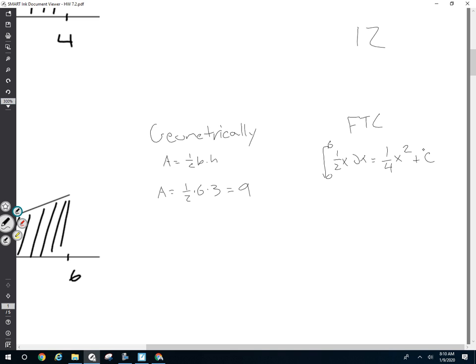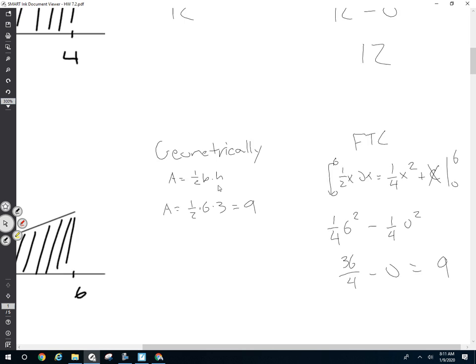Remember our antiderivative rules. Plus a c. But when I find my final position minus my initial position, so I find the change in my antiderivative, I don't need the c. I just have 1/4 6 squared minus, find the change, so we're subtracting, minus 1/4 0 squared. I get 36 divided by 4 minus 0, which is 9.